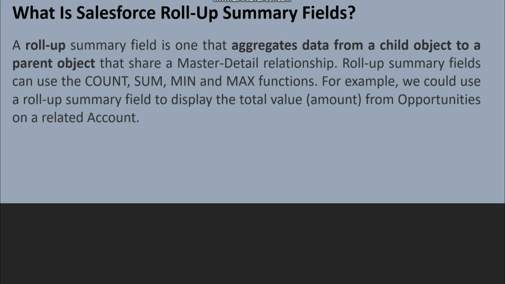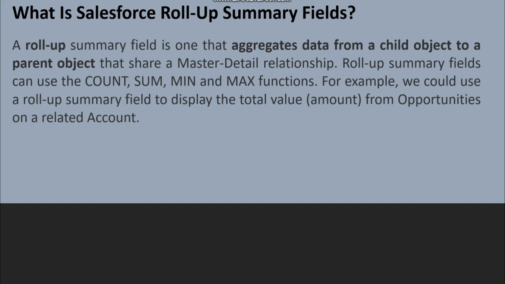Roll-up summary fields can use count, sum, min, and max. Min and max are the minimum and maximum functions, and this is only used in a master-detail relationship. You can create a roll-up summary only in a master-detail relationship.